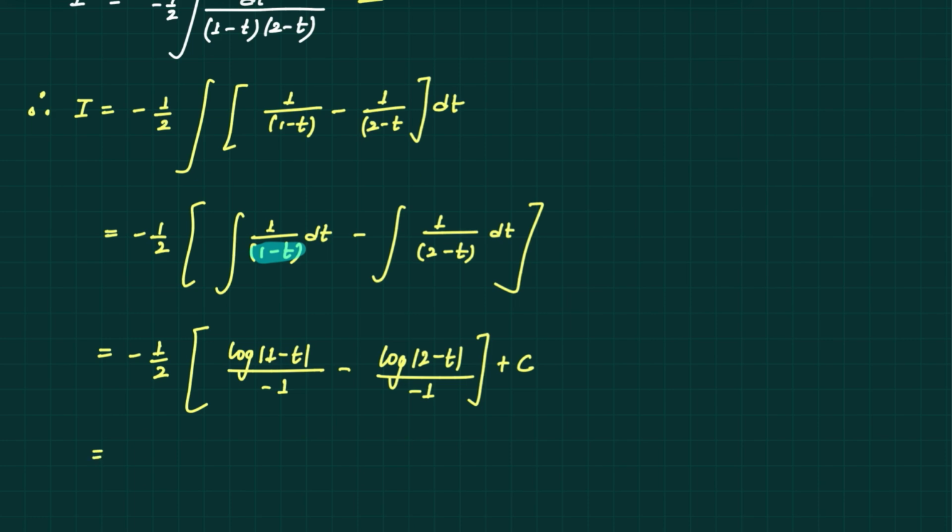So opening the bracket with minus half, we will have 1 by 2 log of 1 minus, putting back the value of t, that is cos of 2x, minus 1 by 2 log of 2 minus cos of 2x, plus c.